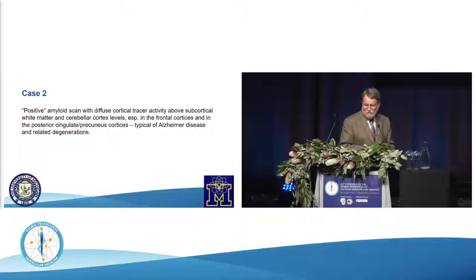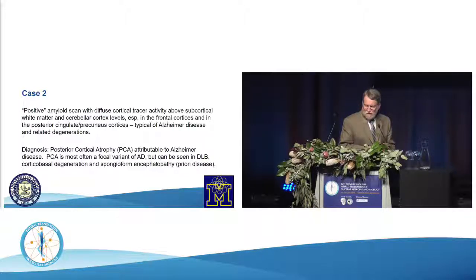And why do we care? Well, this scan, and you would have noted a loss of gray-white contrast throughout all of those cortical areas I displayed. And in the coronal image, the cerebellar cortex was much less intense than the entire cerebral mantle. So this is indeed clinically and on FDG a posterior cortical atrophy case, but PCA as a clinical syndrome is most often a focal variant of Alzheimer's disease, but can be seen in dementia with Lewy bodies, although she had no clinical features of DLB, can also be seen in some instances in corticobasal degeneration, and even in spongiform encephalopathy.